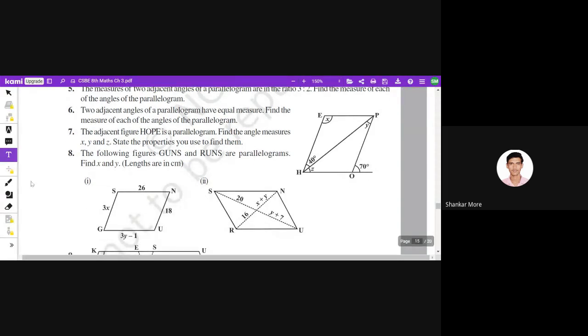Chalo, next one. The adjacent figure HOPE is a parallelogram. Find the angles of measures x, y and z. State the properties you can use to find them.